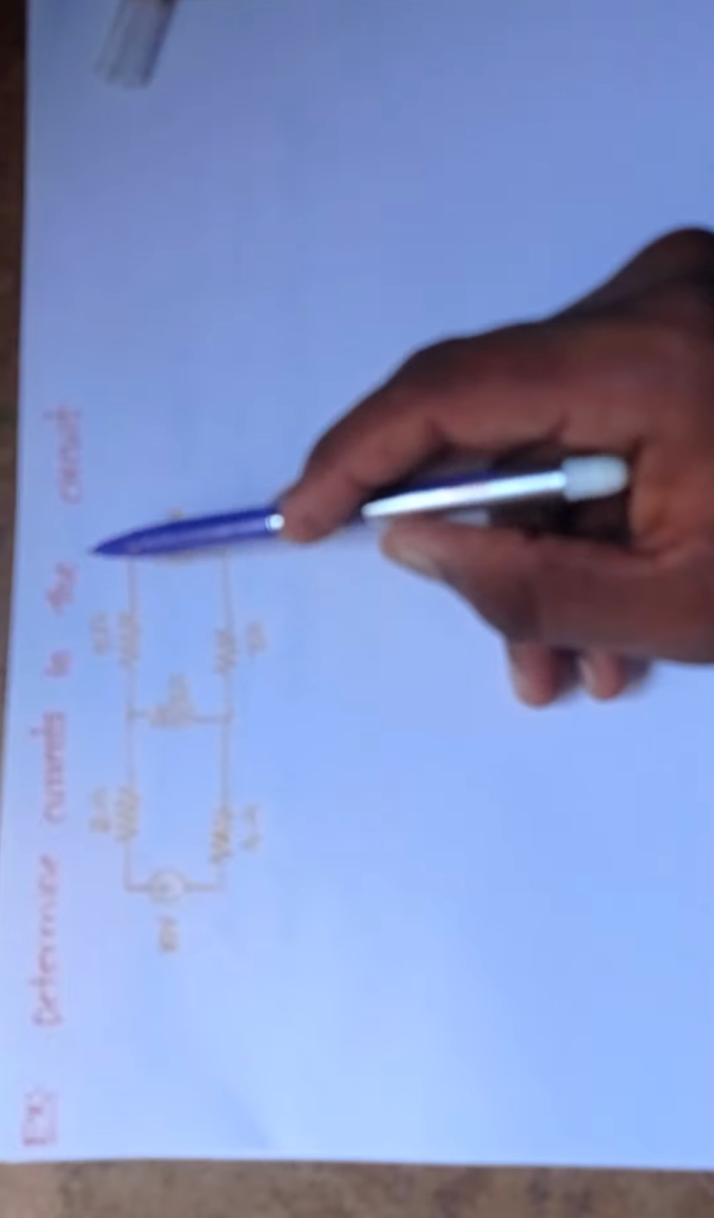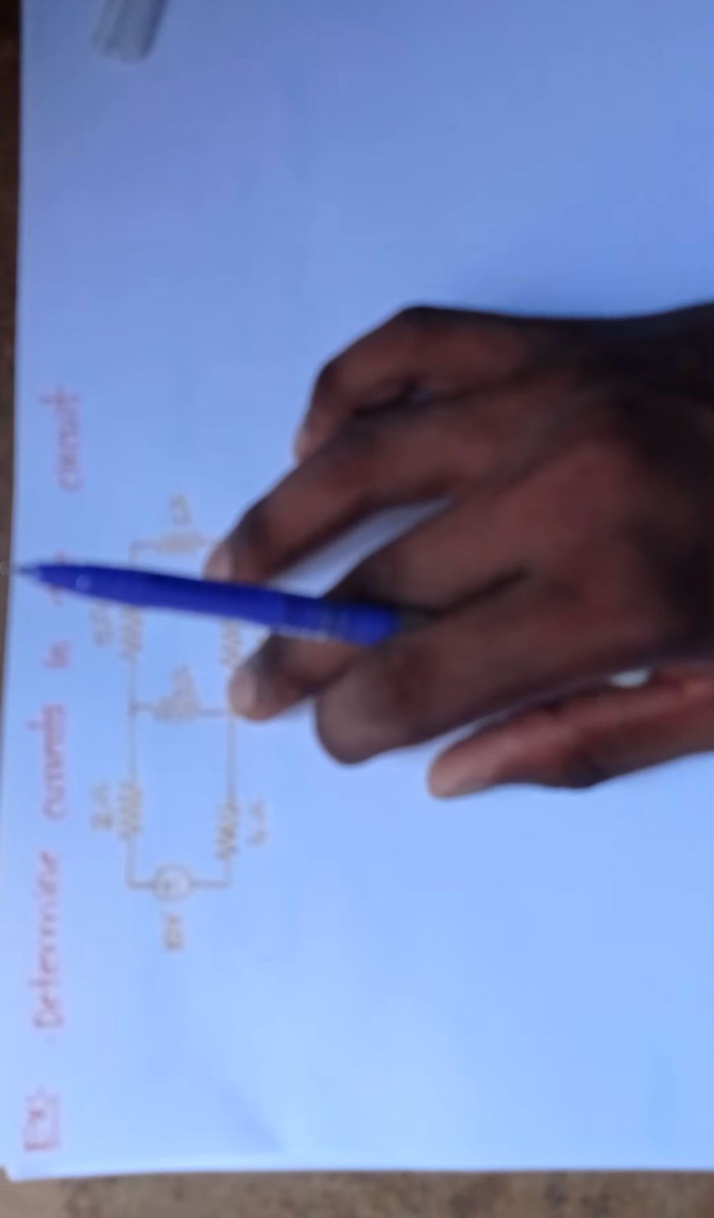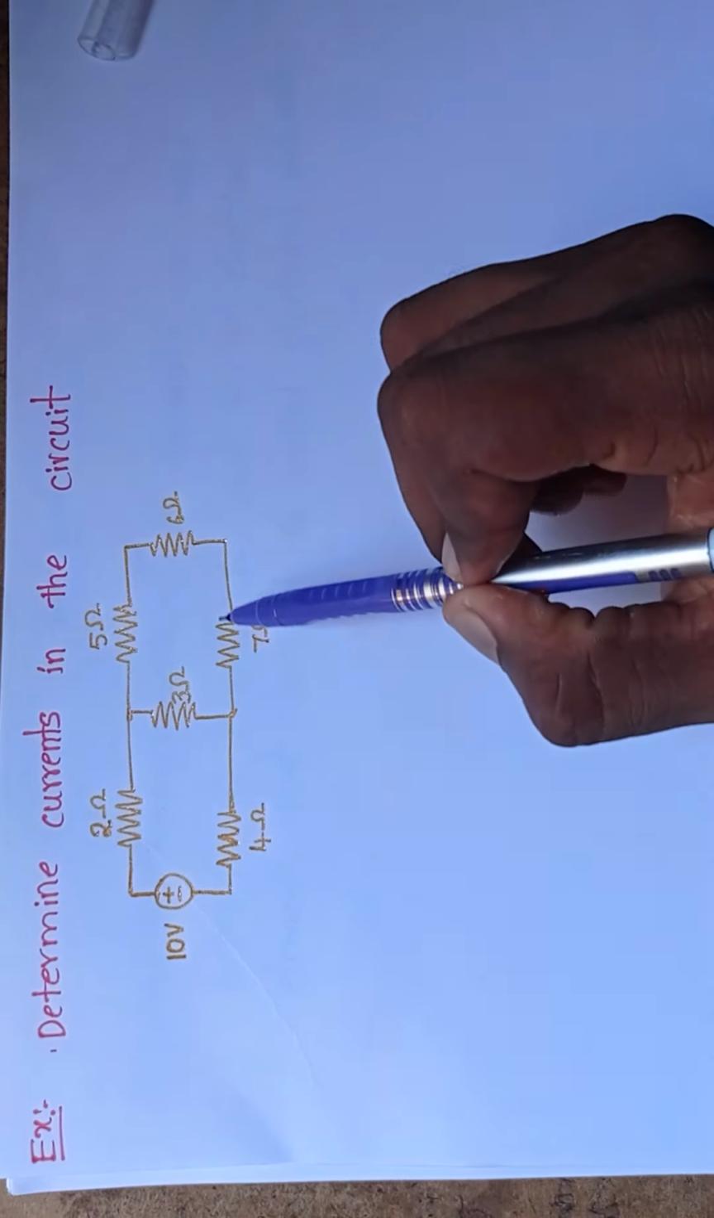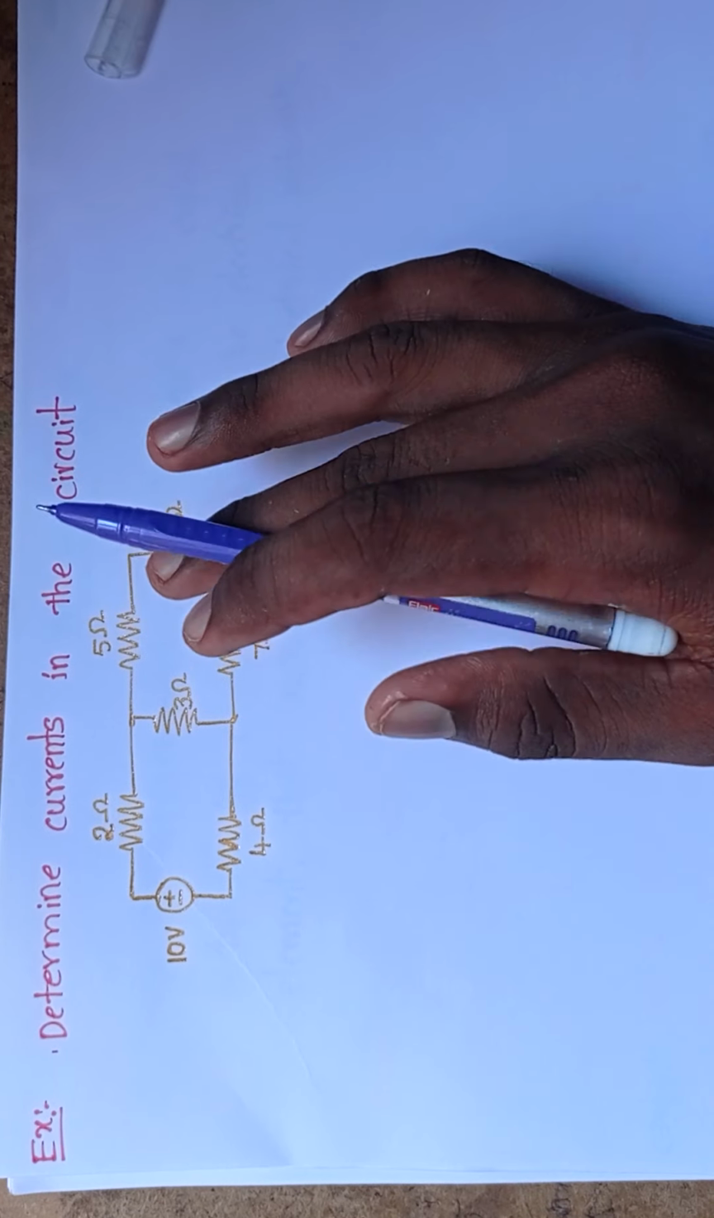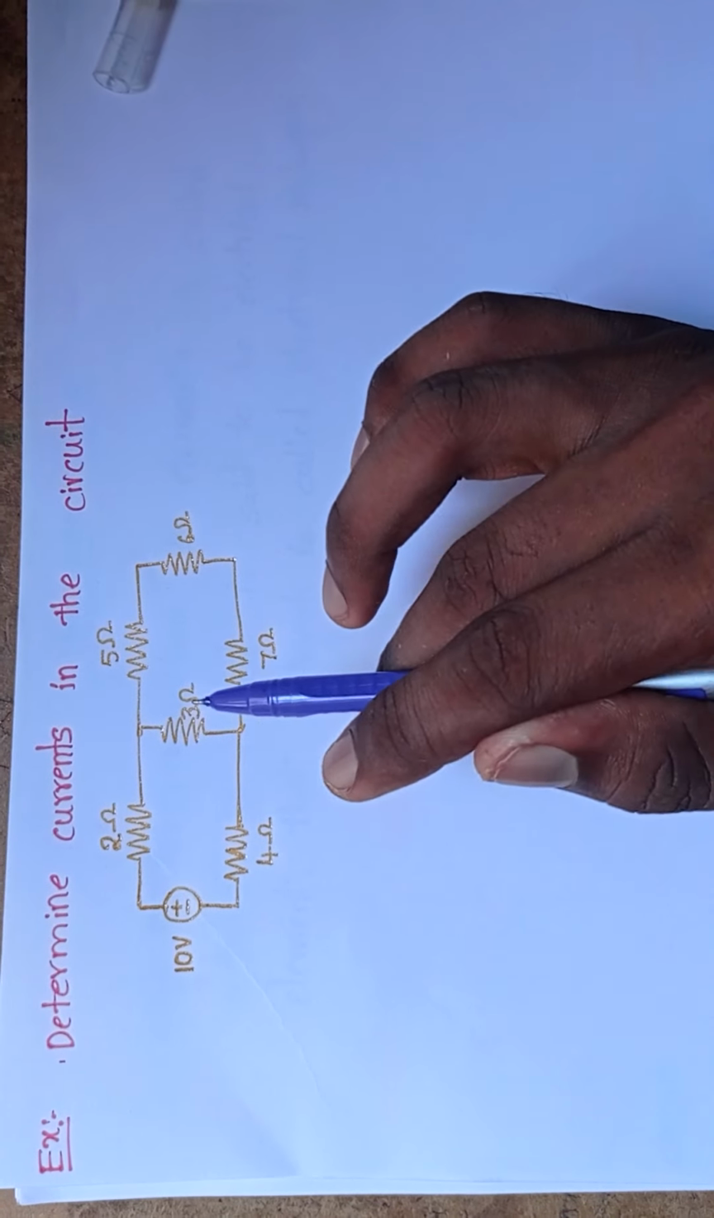Okay, let's see the example here. Determine currents in the circuit. Here we have a circuit, and we want to determine the currents in each loop. By using mesh analysis, we can find currents in each loop.